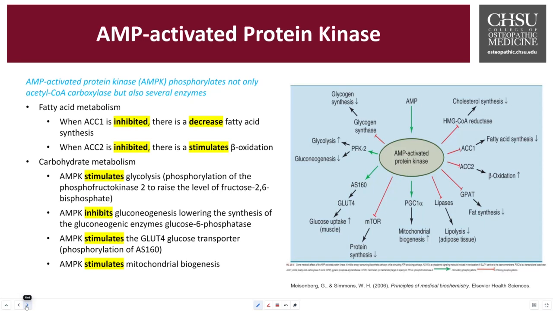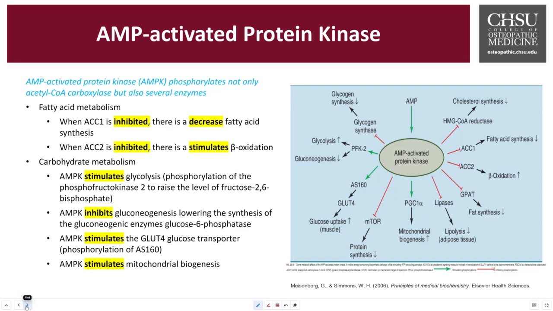Let's talk a little bit about carbohydrate metabolism in this perspective. Carbohydrate metabolism also utilizes AMPK to play a role in glycolysis and gluconeogenesis. AMPK can stimulate glycolysis by boosting the enzyme phosphofructokinase, PFK, leading to an increase in levels of fructose 2,6-bisphosphate. When there's higher amounts of fructose 2,6-bisphosphate, this is the activator for glycolysis. It will then promote more sugar breakdown for energy.